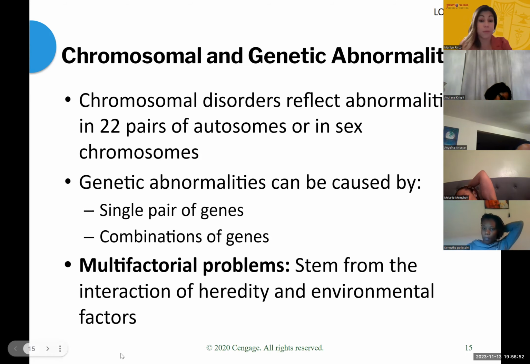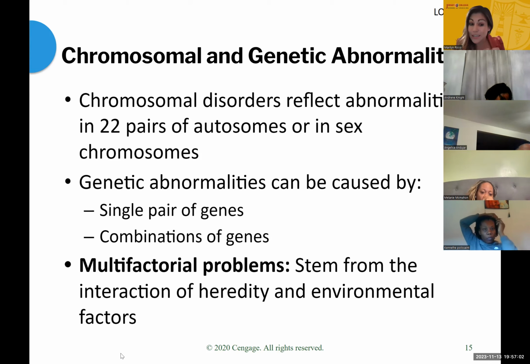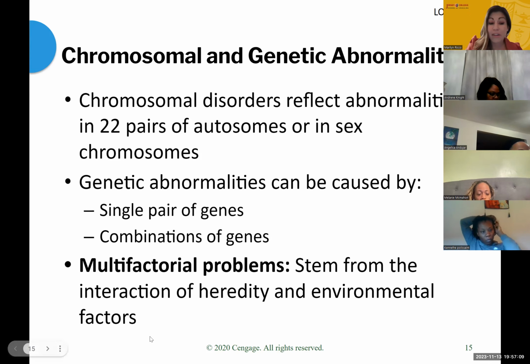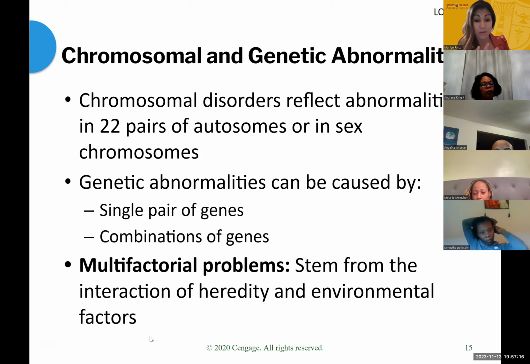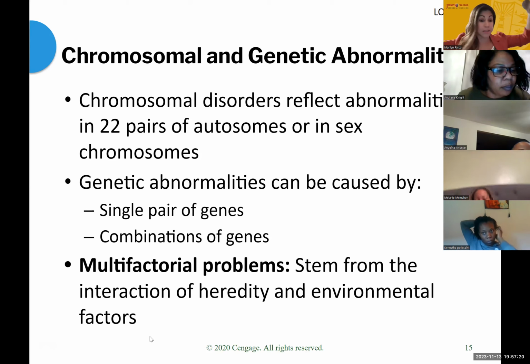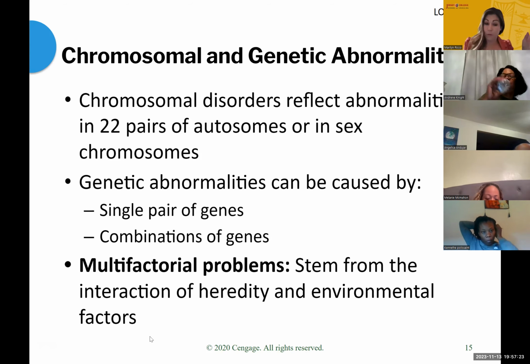So multifactorial problems, many different problems can happen that stem from the interaction of heredity and environment. Heredity is the genes that you carry, what you inherit. And then we also have environmental factors that play a key role. Those are the food we eat, the chemicals that we consume, the air we breathe, and the list can go on and on, right? So we have what we inherit, the heredity, and then there are also many environmental factors that change everything. And there's a lot of belief and studies talking about how these chromosomal disorders are more about environment than heredity.